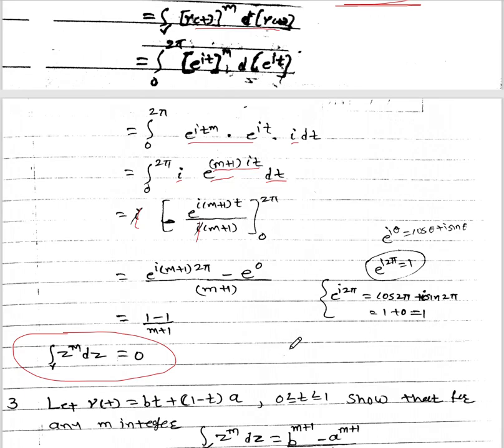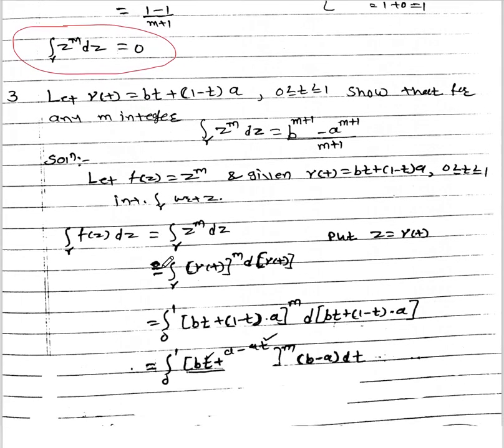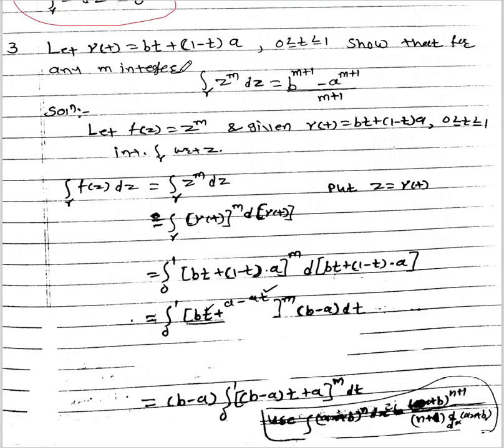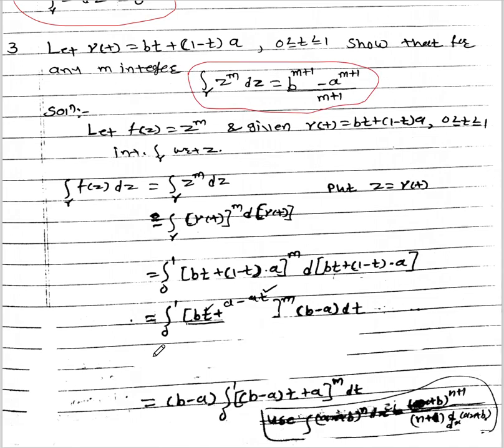Okay, so here we will see another example, that is the third example. What is the third example? Third example is, let gamma of t equal to bt plus (1 minus t) a, where t lies between 0 to 1. Then we have to show that for any integer m, integral over gamma of z to the power m dz equal to (b to the power m plus 1 minus a to the power m plus 1) divided by (m plus 1). So we have to prove this result for the given gamma of t. So solution is, so what is given? So we are given that f of z equal to z to the power m.